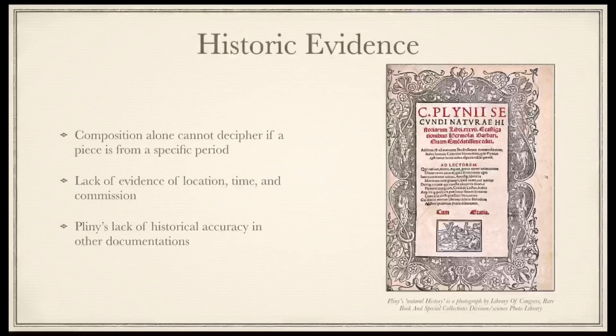According to the scientific report on the metallography of the sculpture, composition alone cannot decipher if a piece is from a specific period. While stylization of a piece can bring a certain assumption to the time period, the lack of evidence as to where it was and when it was created invalidates the absolute certainty of this piece. In Natural History, Pliny also included multiple works said to be from the 4th century but have been proven to be dated inaccurately. This has led to further questioning on if this piece was truly from this time period.